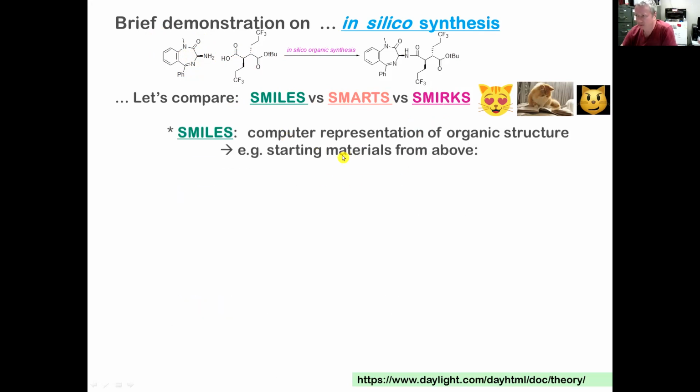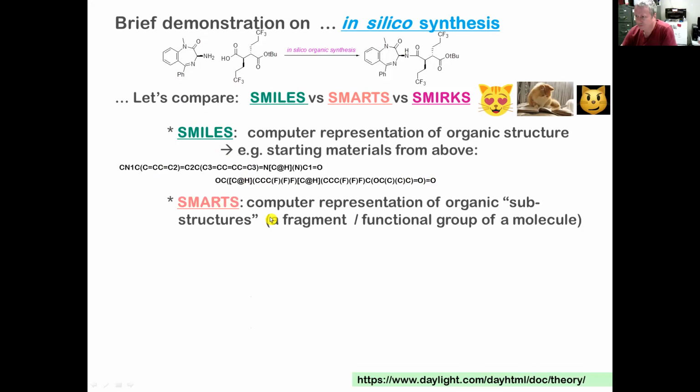So SMILES is the organic structure of the starting material, right? They both have SMILES. And there they are, left one, right one. SMARTS is an organic substructure, meaning a fragment or a functional group. And this website down here, if you ever need to deal with SMARTS and SMILES and SMIRKS, has a ton of useful examples for this. And it also defines the language. So this is at daylight.com.